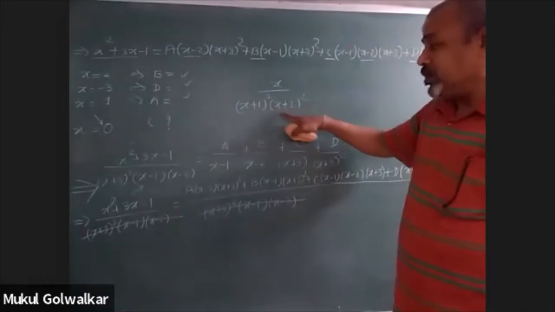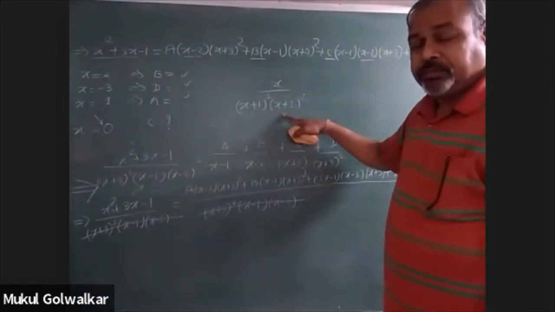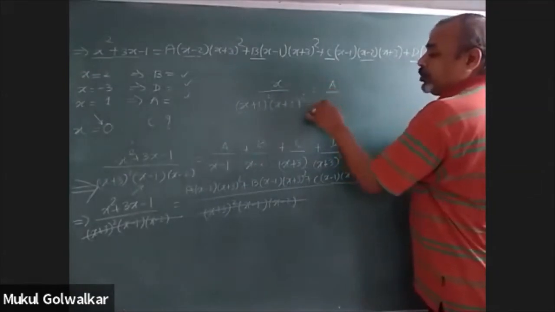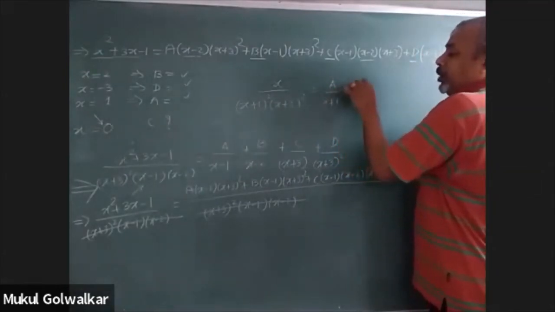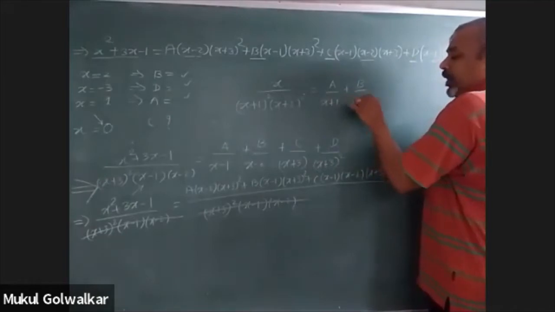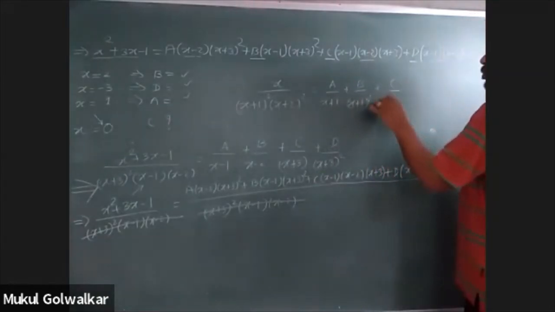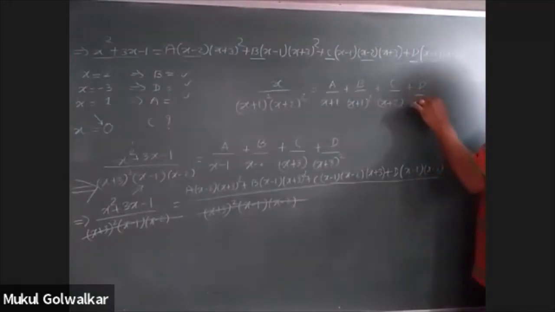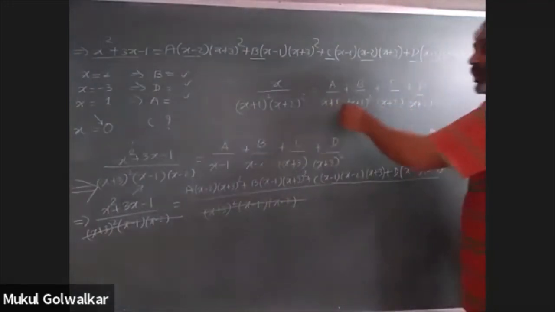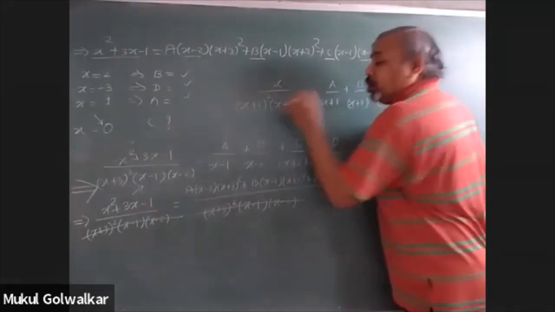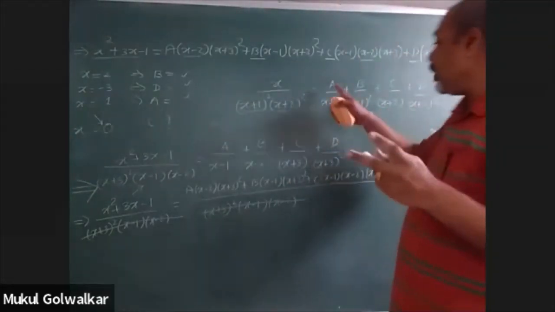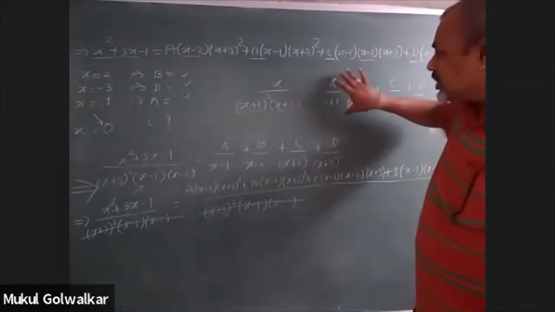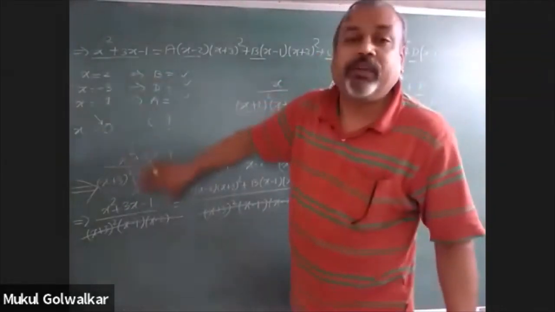How many partial fractions will be present for this expression? 4. Okay, what will be those? A upon x plus 1 plus b upon (x plus 1) whole square plus c upon x plus 2 plus d upon (x plus 2) whole square. And how many different factors are given in the question? 2 different factors are given. And how many constants are there? 4 constants are there. Okay, now you compare this scenario with the original question we had been discussing.